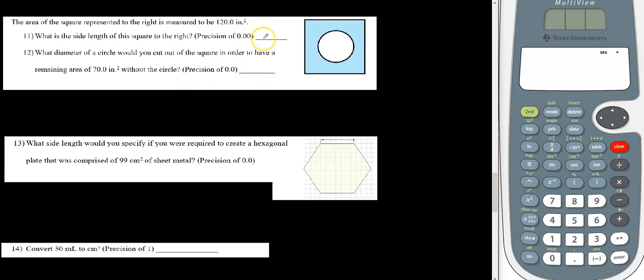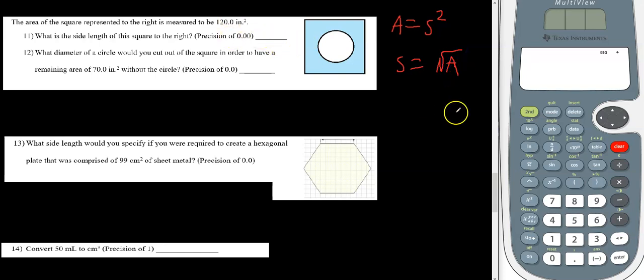And so how do you find out the side length? Well, we know that the area of a square equals the side squared. So therefore, to do the opposite, you just need to take the square root. We can say the side equals the square root of the area. And we know the area.